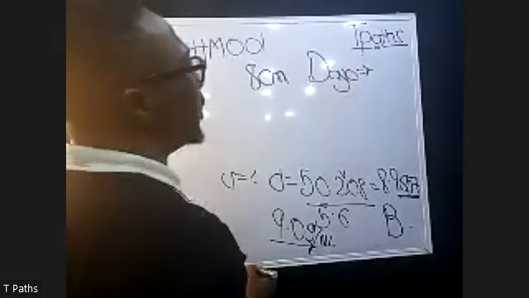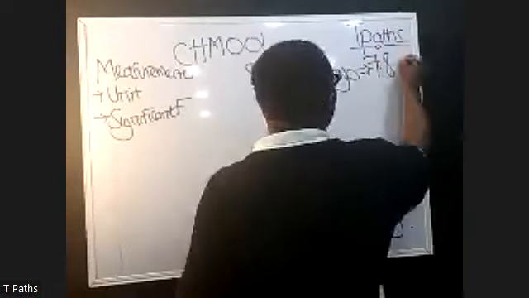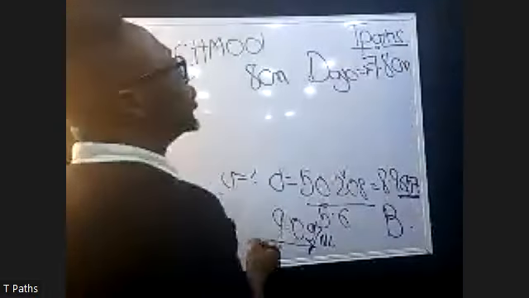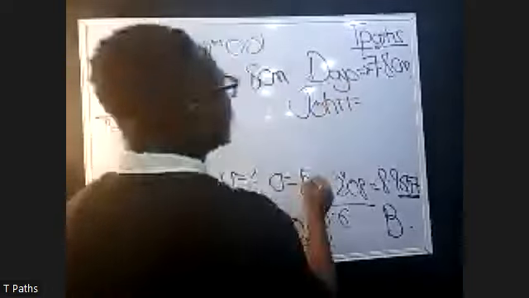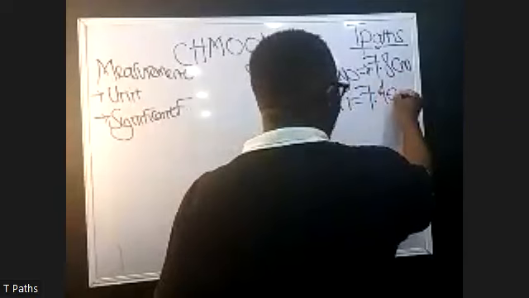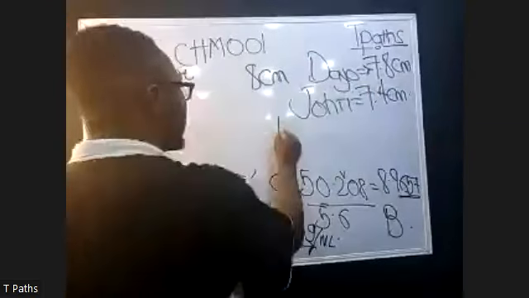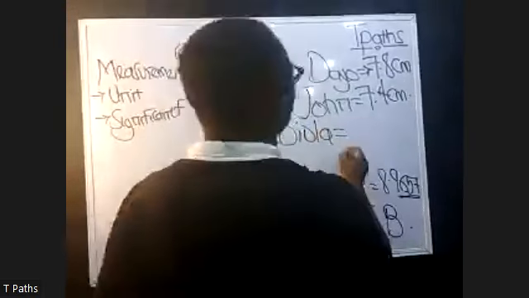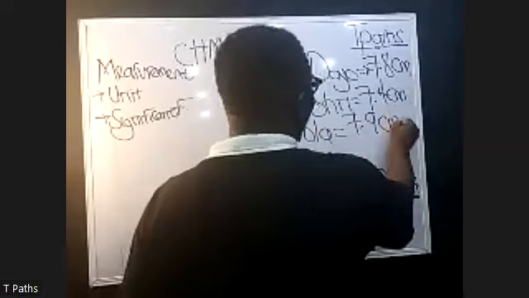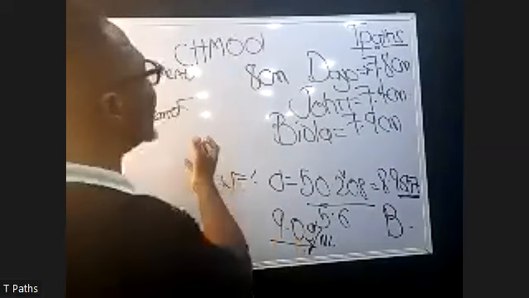Kelechi, I just took the length of this board. I'm getting 7.8 centimeter. John just comes out and says, I'm getting 7.4 centimeter. The girl just came now. Biola by name said, sir, I'm getting 7.9 centimeter. Didn't they even measure it themselves? So everybody is measuring the length of this board.